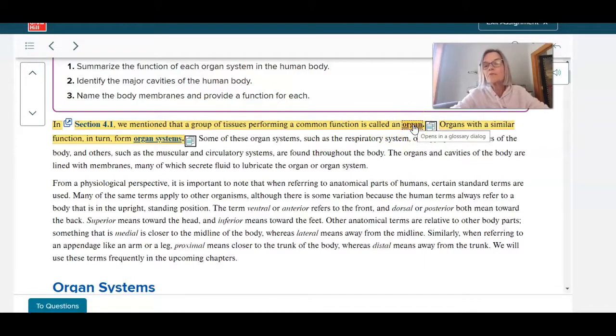So organs are made of more than one tissue type. Remember, we have 4 tissue types. And so organs are made of more than one tissue type. And when you look at organs, organs have distinct shapes and distinct functions. Now, this is different than the organelles that we saw inside of cells. So organelles are subcellular components, whereas the organs are much larger structures in the human body.